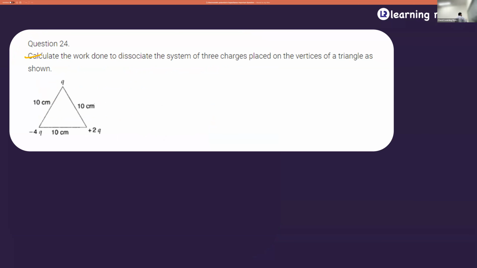Solve this. Calculate the work done to dissociate the system of 3 charges placed at the vertices of a triangle as shown. So the amount of work that we need to dissociate the charge is actually the amount of potential energy the system possesses. So indirectly, whenever you have this kind of a question, they're asking you, what is the potential energy of the system? So how many charges are there in the system? 3 charges, no. So how many terms will you get in the expression for potential energy?